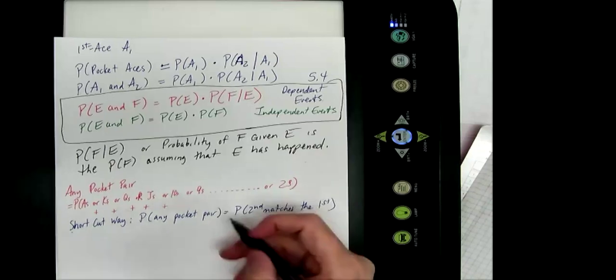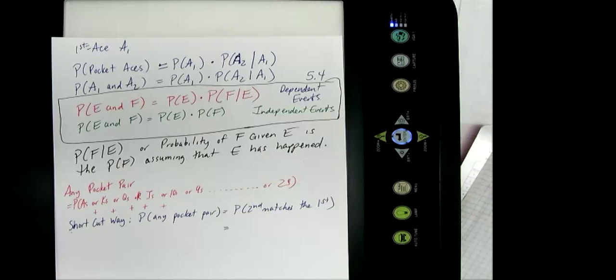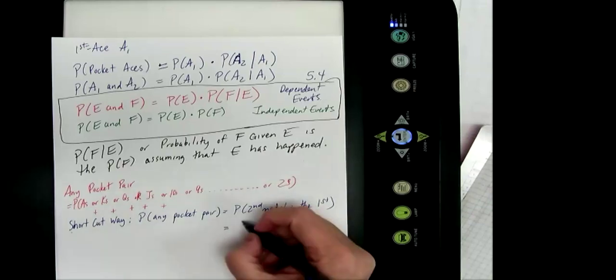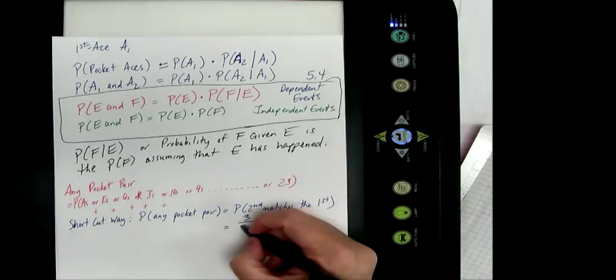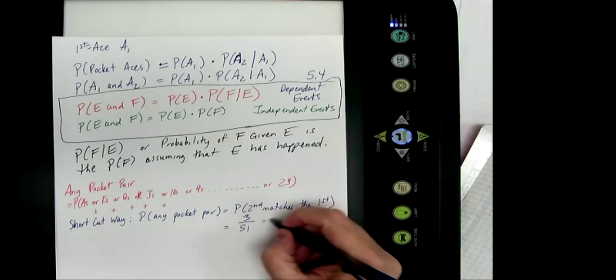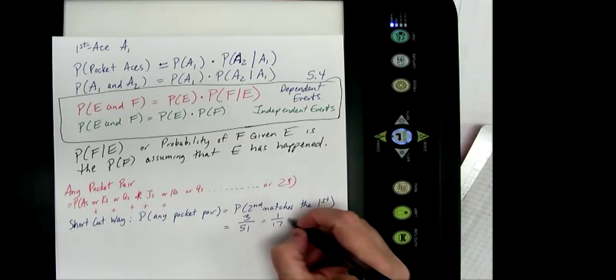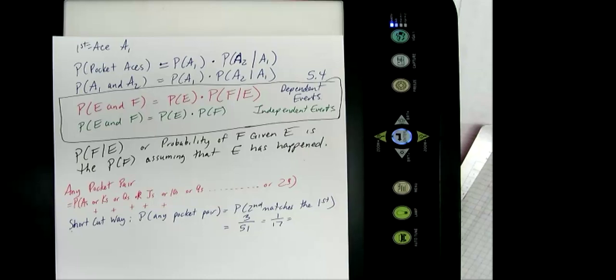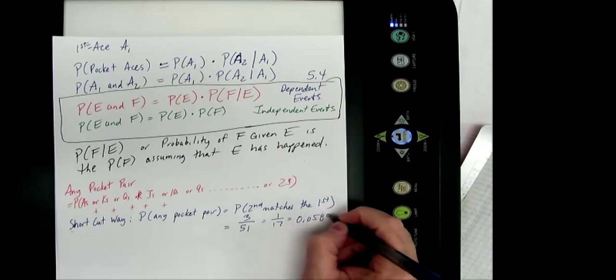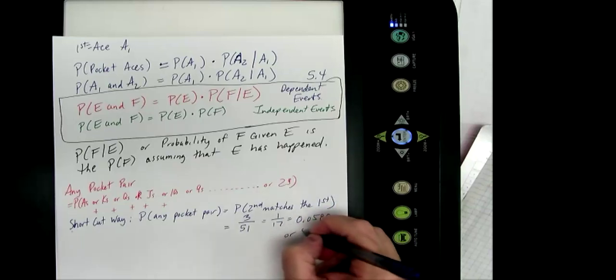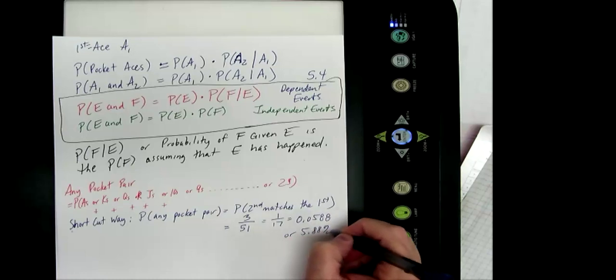And for that to happen, it doesn't matter what card we hold. There are only three others like it in the deck, and there's only 51 cards remaining. This simplifies to 1/17, which is 0.0588, or 5.88%.